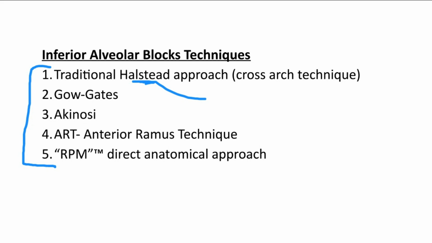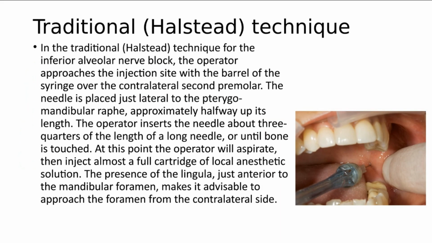And the way you remember it is Halsted, stead, reminds me of standard, stead, standard. Then you have the Gow-Gates, you have the Akinosi, you have the ART, and you have the RPM. We will talk about those. Traditional Halsted technique. Simply, what you're going to do is, remember when I told you that this is the external oblique ridge that will become a line, but there is a notch right here.